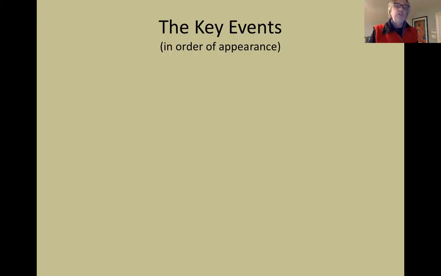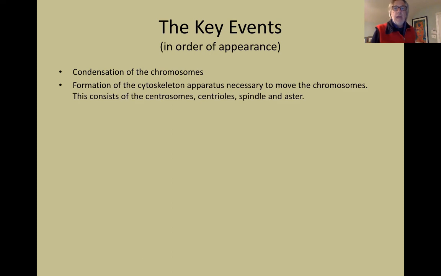Here is a slide that just lists the key events in the process of mitosis. The first is the condensation of the chromosomes, and what that means is the chromosomes actually become thicker and more dense, and we can actually see them if we stay in the cell. Second is the formation of the cytoskeleton apparatus that's necessary to move the chromosomes from the middle to each side of the cell. The cytoskeleton apparatus consists of the centrosomes, the centrioles, what's called the spindle and the aster, and we'll make those clear in a little bit.